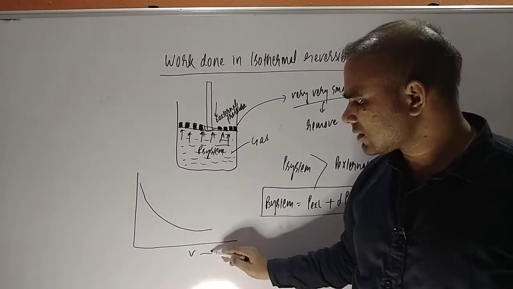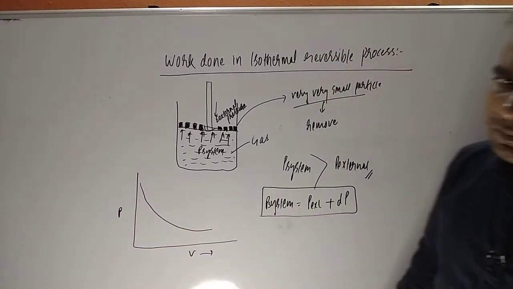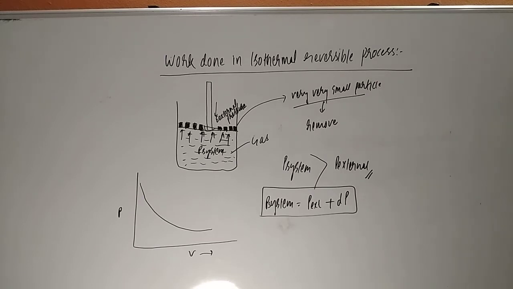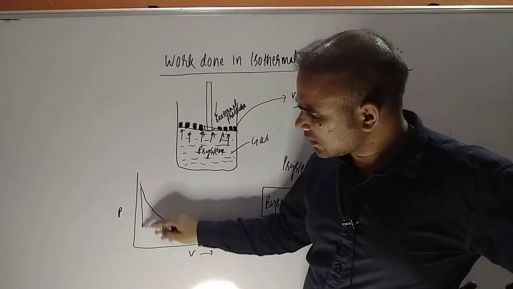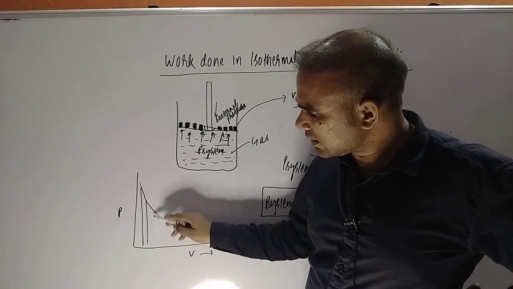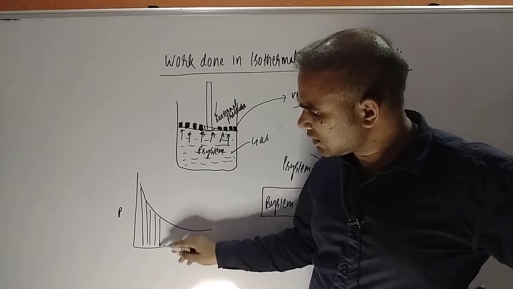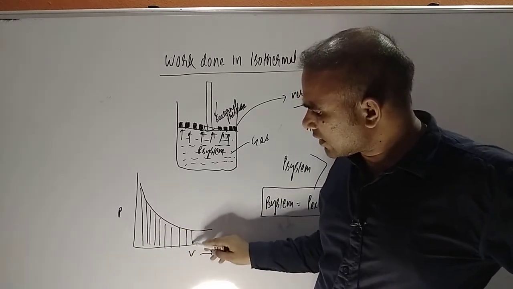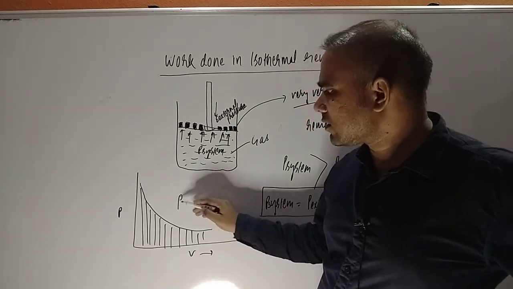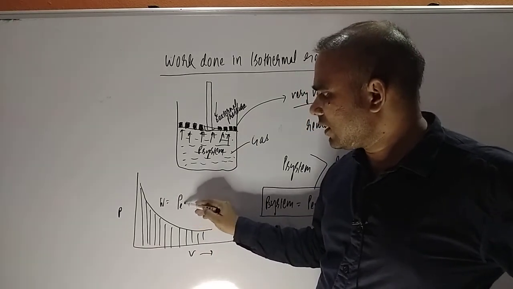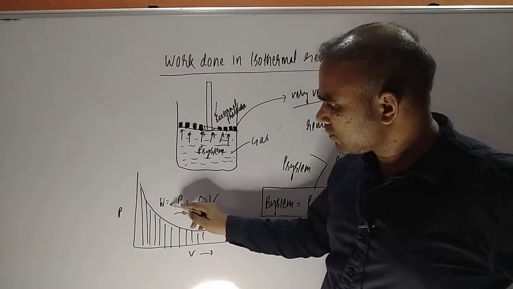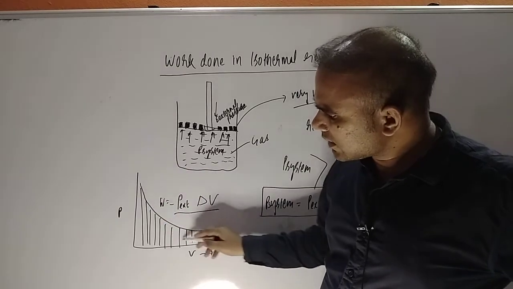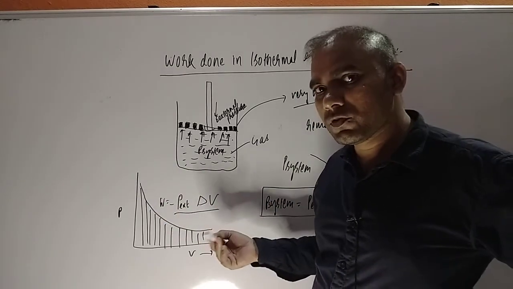This is the volume axis, this is the pressure axis. Now if someone asks you to calculate the work, here you see the pressure is continuously changing. So if pressure is continuously changing, W equals P external delta V, which we normally apply. But we cannot use P external delta V here, because the pressure is continuously changing. So what can we do?